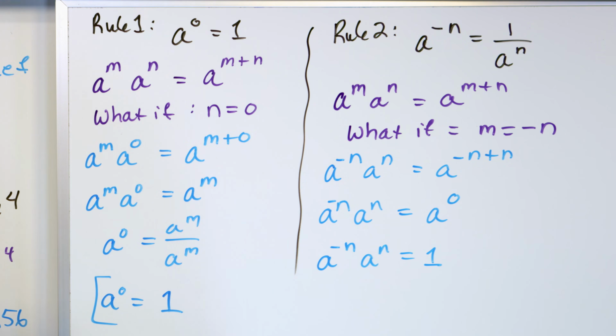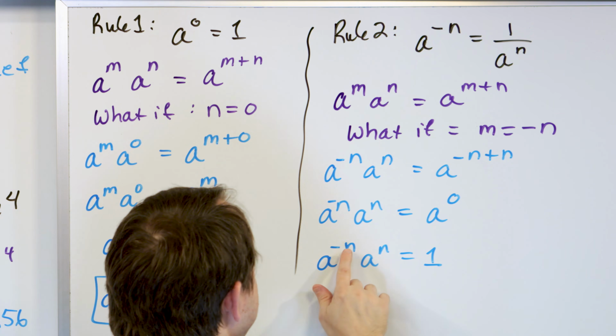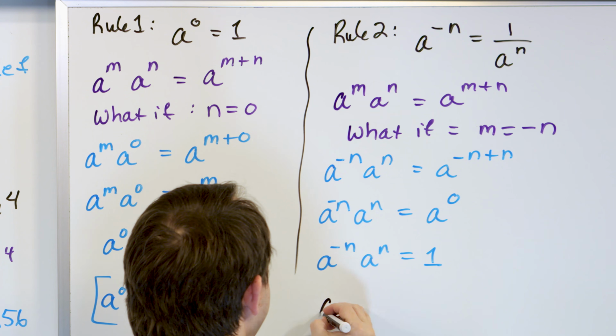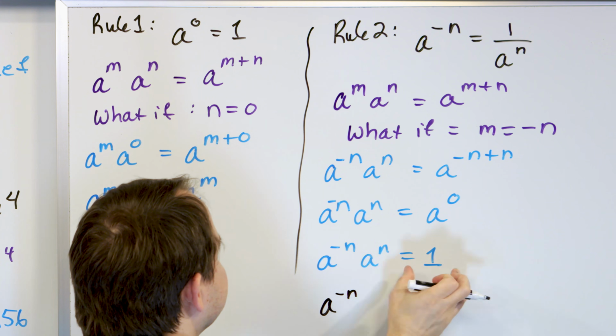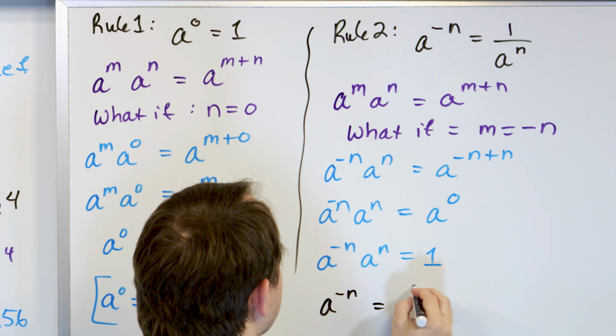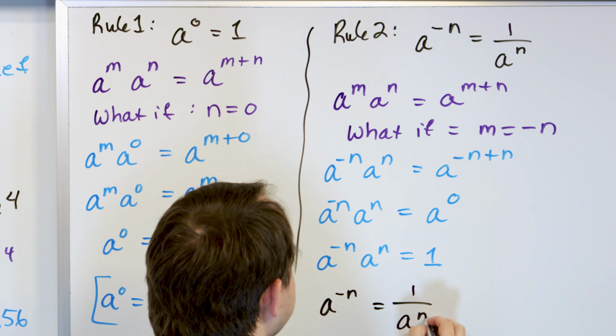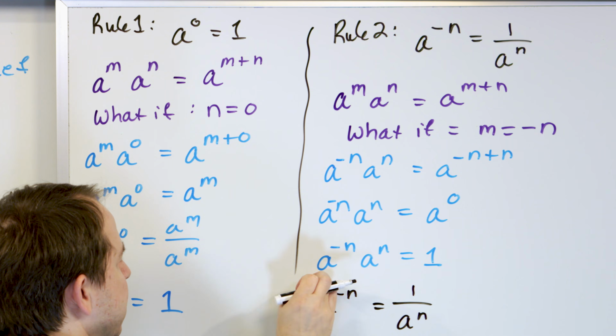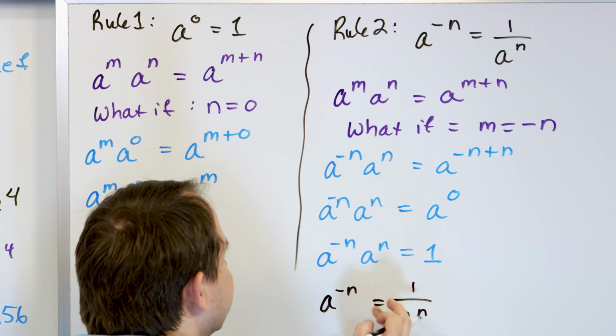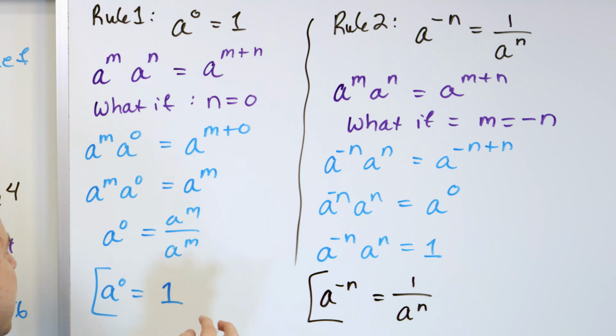So now we're trying to prove to ourselves what happens when you have a negative exponent. What you're going to do is divide both sides of this equation by a to the n, and you're going to get 1 over a to the n. Divide the left side by a to the n, canceling. Divide the right side by a to the n gives you this. That's the final answer. So these are the two rules that we set out to prove.